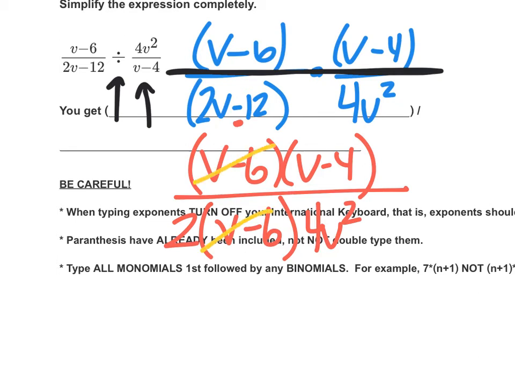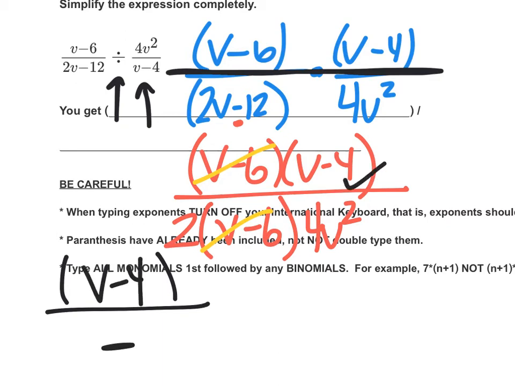Now, you're going to notice on the answer key here, the answer key I have, it looks like this. We have parentheses on the top and then nothing on the bottom. Clearly, it's v minus 4 on the top. On the bottom, bring together the 2 times the 4v squared. Well, 2 times 4. Don't add them. You don't see an addition sign between the 2 and the 4. So it's 2 times 4 is 8. And then v squared, we're going to use that caret key again to type it in. And that is the right answer.